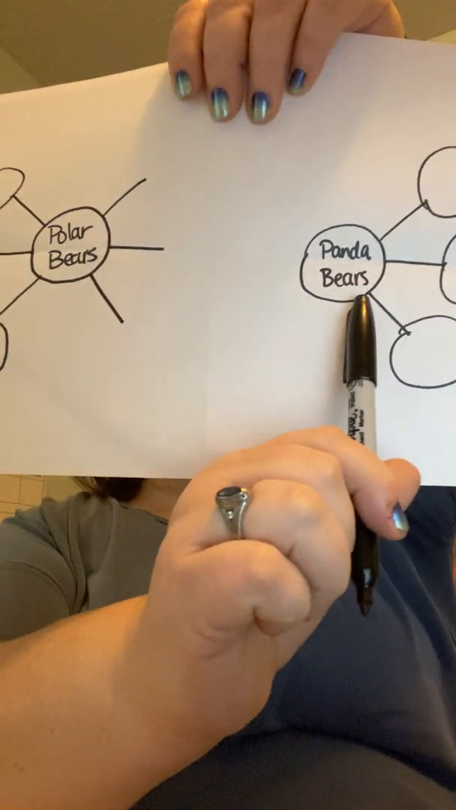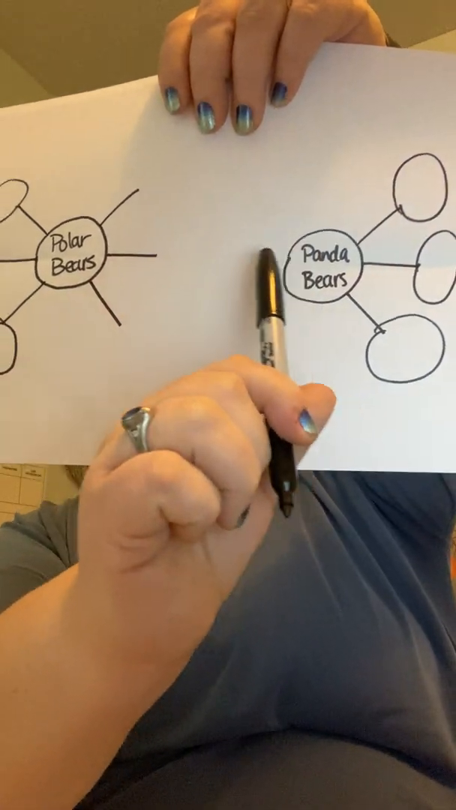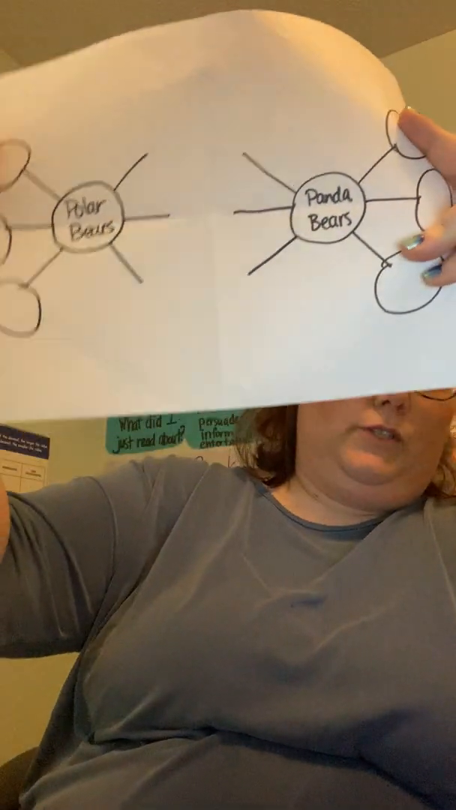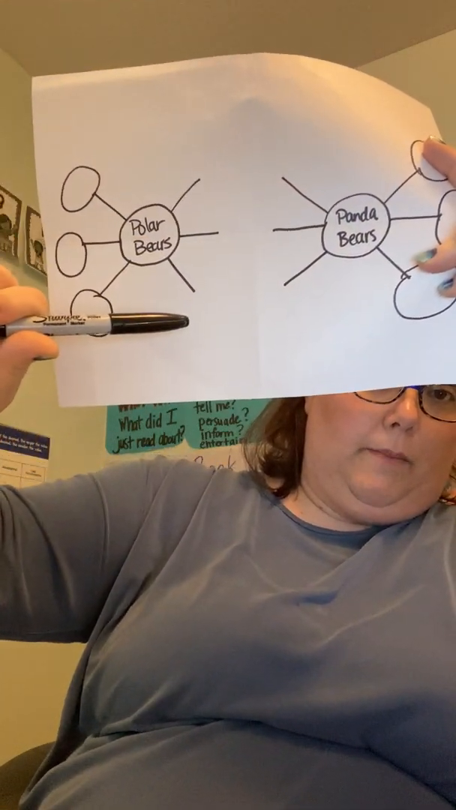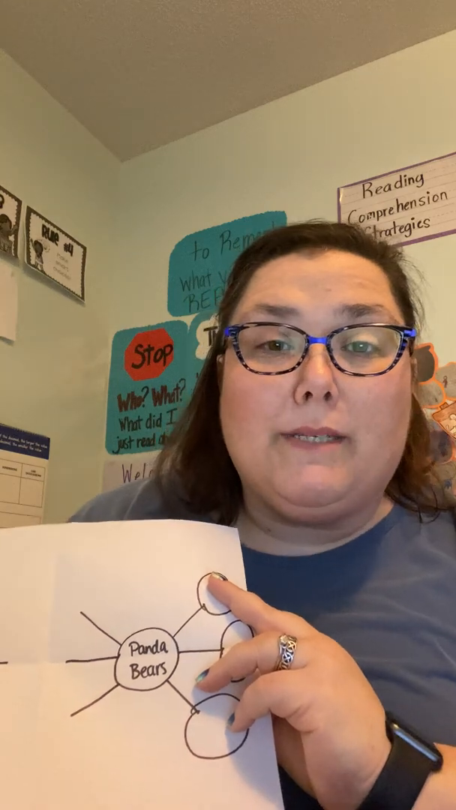Now we're going to do the same thing over here with panda bears. Up, out, down. Okay? So then it should look like this, right? We've got our 3 lines in the middle here for our panda bears, 3 lines in the middle here for our polar bears. Now, we just have to connect those lines with a circle.